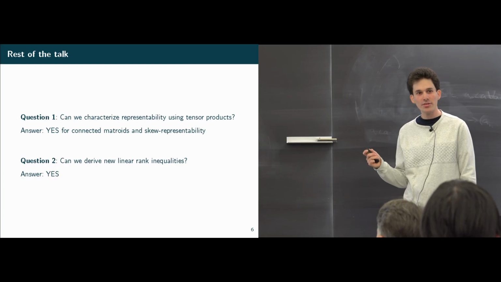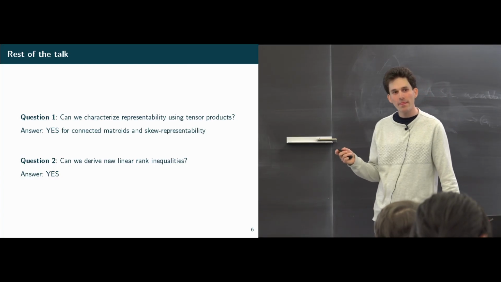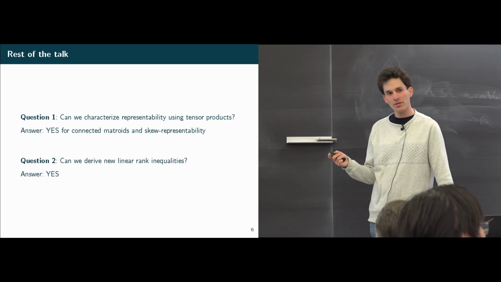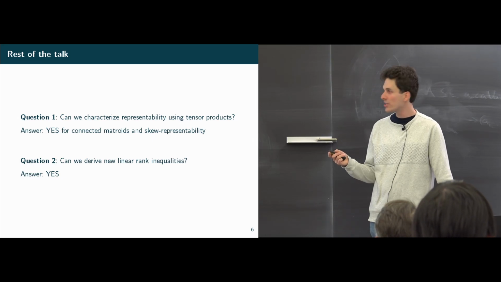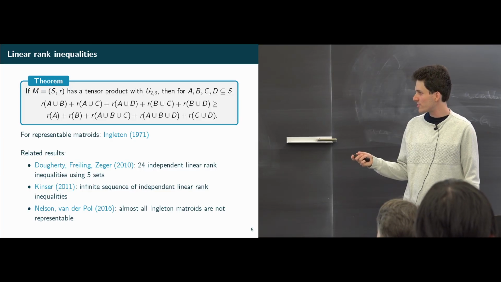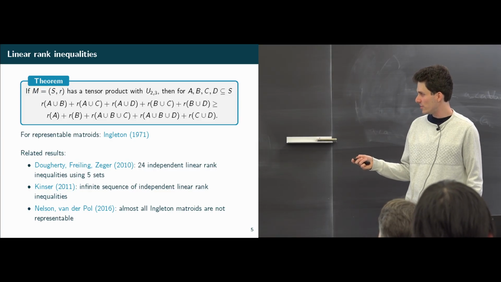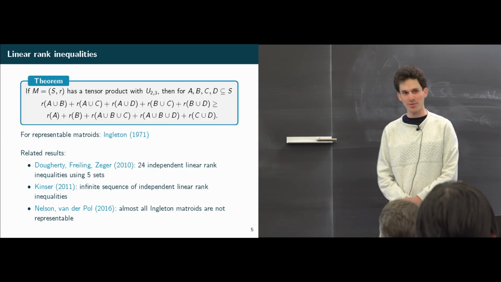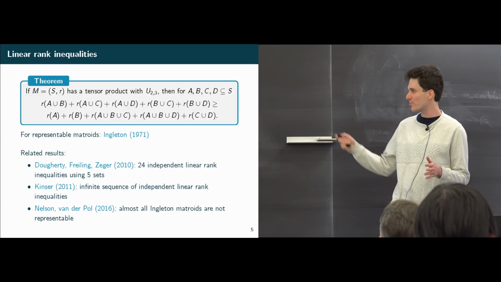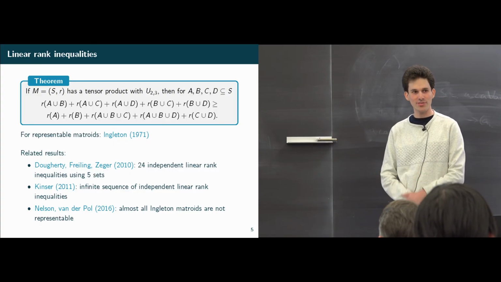Sorry, can I ask? Yes? Does that inequality characterize all matroids that have a tensor product with U2,3? No. We haven't written a proof, but for example, we checked that also these 24 inequalities are all implied by having a tensor product with U2,3. So Ingleton is fair, but probably even these 25 are also not enough.